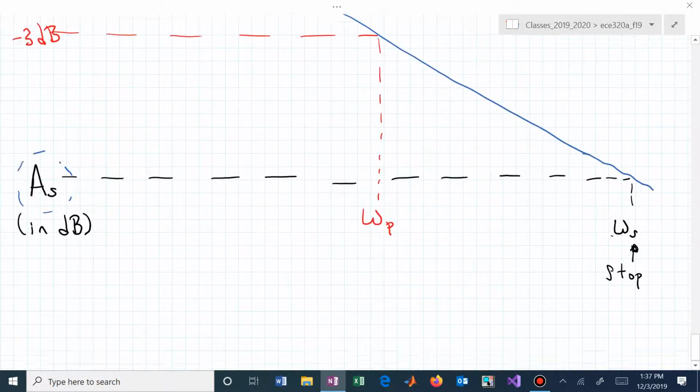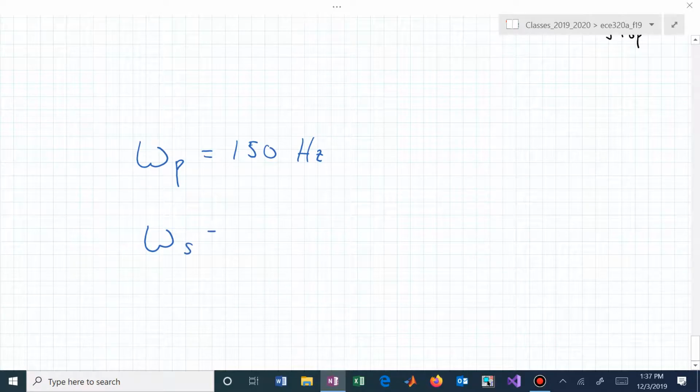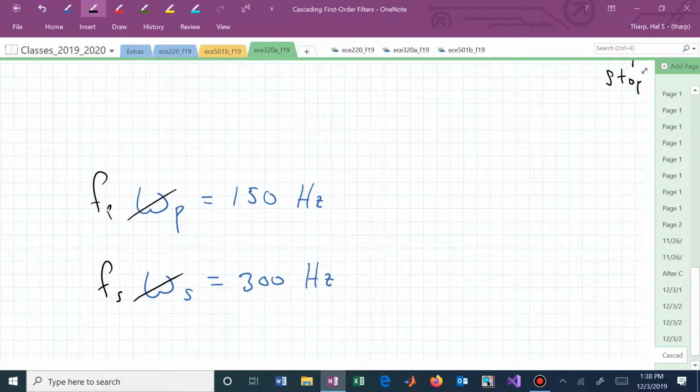Suppose somebody says they want a pass band of 150 hertz. And omega s, the stop band frequency, let's say they want that to be 300 hertz. What I'm trying to show is that it doesn't really matter as long as you're consistent with these, because it's just the ratio in the formula. You can use hertz or radians per second.